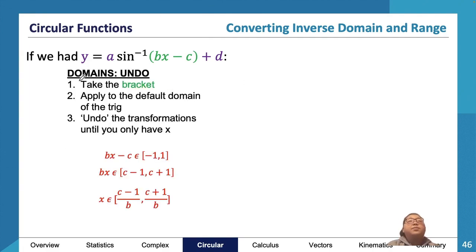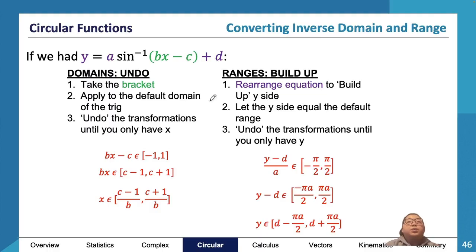So how you figure out the domains is you undo. So you take whatever the bracket is, and because that all has to fit within a certain domain, it all has to fit within negative pi to pi, right? Because that has to be squished within negative pi to pi to make sure all the inputs into our sine inverse function make sense. Because remember, the maximum of a sine function is 1 and the minimum is negative 1. So all we have to do is undo it. So we'll have bx minus c equals negative 1 to 1. So we add the c's on both sides and then we divide by b. So we'll get x belongs to c minus 1 over b and c plus 1 over b.